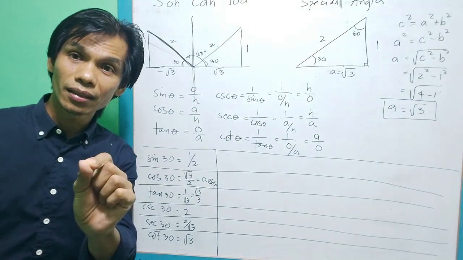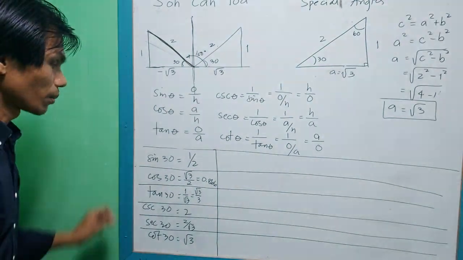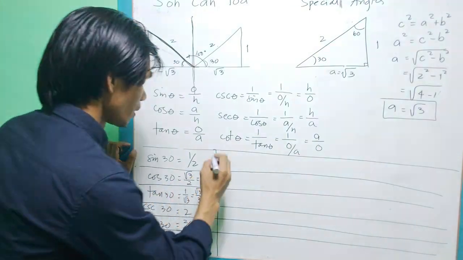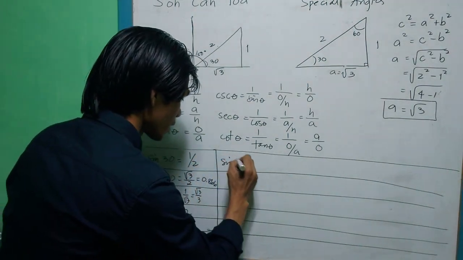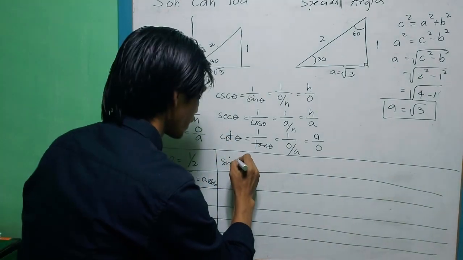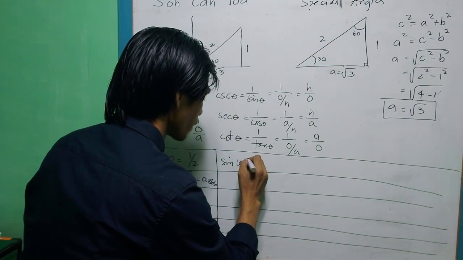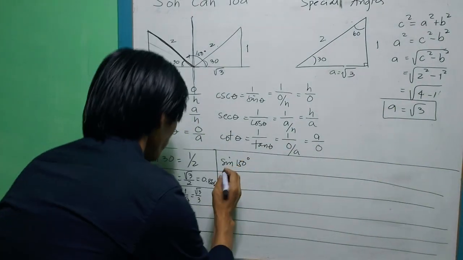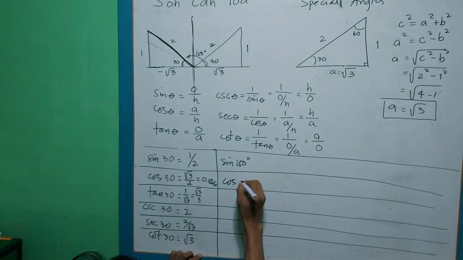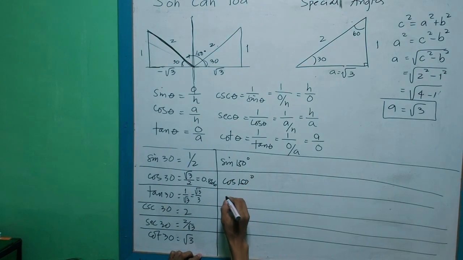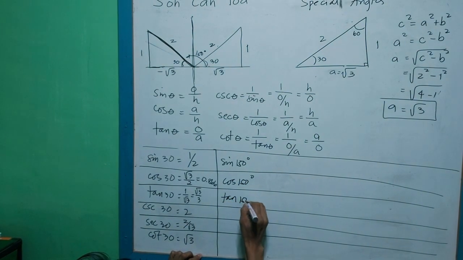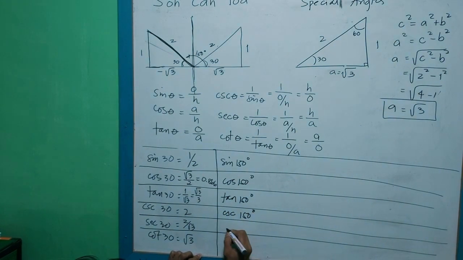Now, tingnan natin. Kung may calculator ka dyan, sumunod ka at tingnan mo kung tama yung pinaggagawa natin. So, therefore, ang sine, anong angle to? 150 degrees, di ba? 150 degrees. Ulit natin. Cosine, 150 degrees. Tangent, 150 degrees. Cosecant, 150 degrees. Secant, 150 degrees. Cotangent, 150 degrees. Okay?